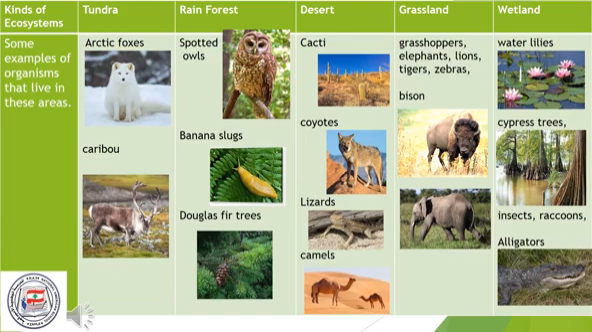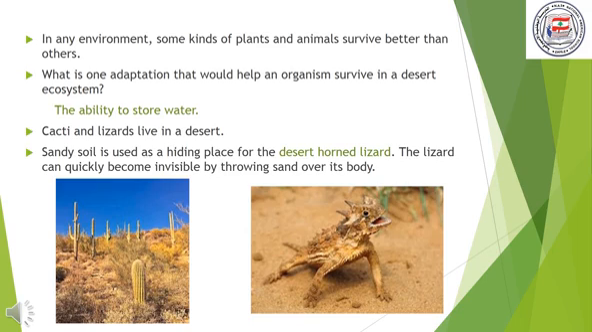In the grasslands, you can find grasshoppers, elephants, lions, zebras, bison, and of course many more animals. And in wetlands, you can find water lilies, cypress trees, insects, raccoons, and alligators. According to the examples given in the previous slides, each animal lives in a certain ecosystem according to its needs. So in any environment, some kinds of plants and animals survive better than others.